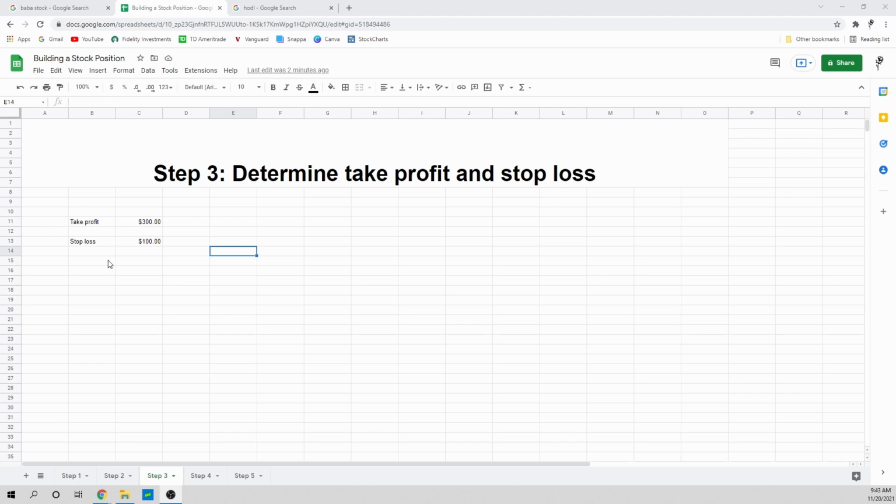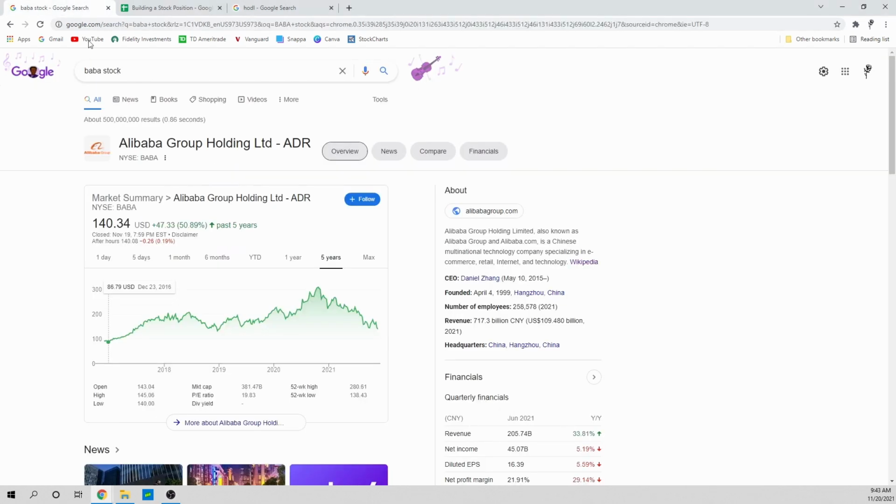But what's more important is your stop loss. So your stop loss, you want to look at how much you are basically willing to lose on this position. In my opinion, looking at Alibaba over the long term, you can see back in 2017, it was at $100. So this was a while ago, and it looks like it has at least some support or resistance there.